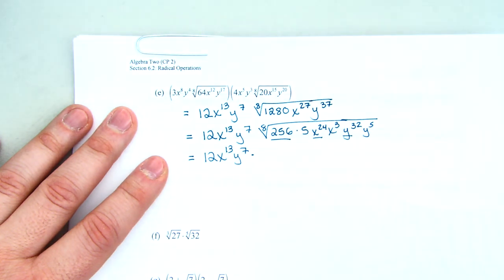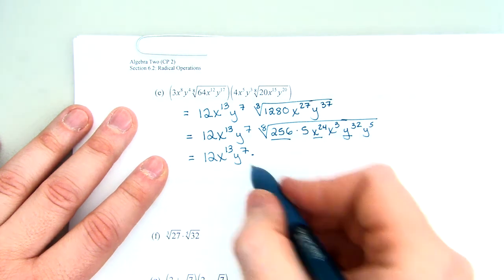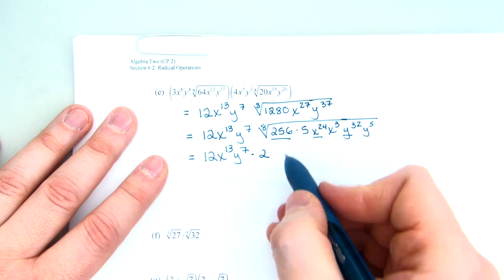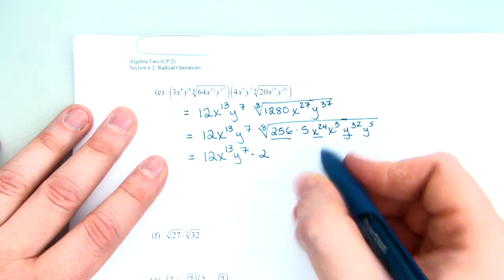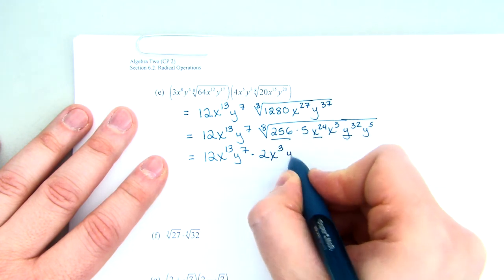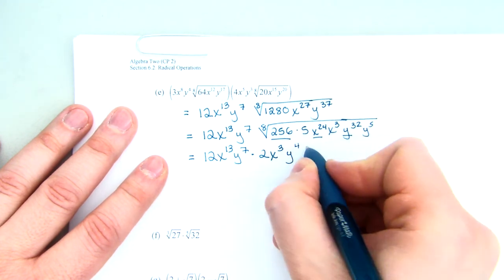Wait, say that again? Not 32. What is it, Jackson? I think it's just 2. I'm not sure. Should just be 2 there. The 8th root of 256 should be 2. The 8th root of x to the 24th should be x to the 3rd. The 8th root of y to the 32 should be y to the 4th.